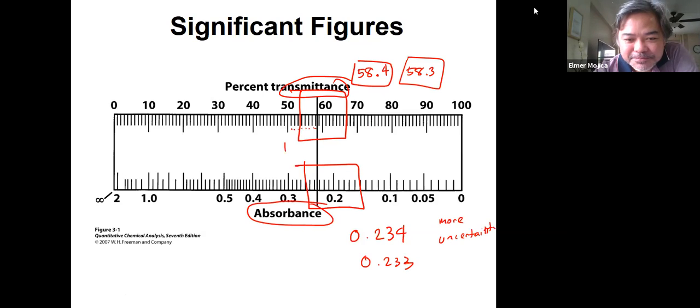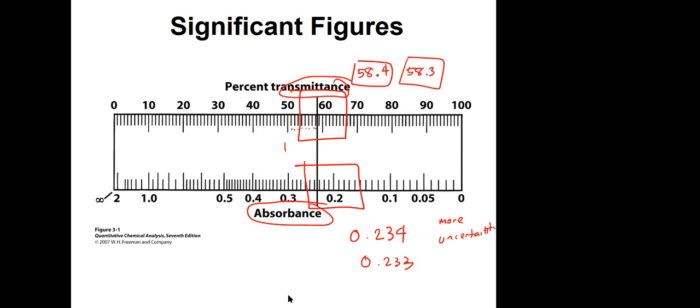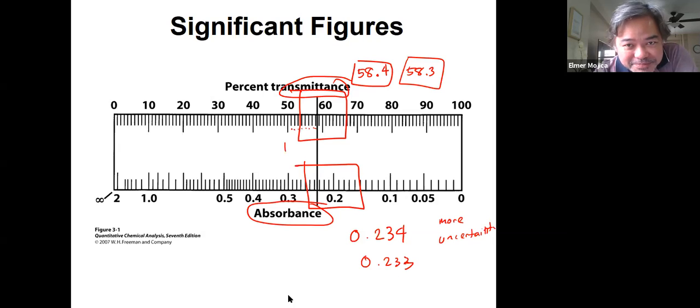Anyone? Which is more uncertain, or which has more uncertainty? Is it the transmittance or the absorbance? The absorbance? Try to look at the number.